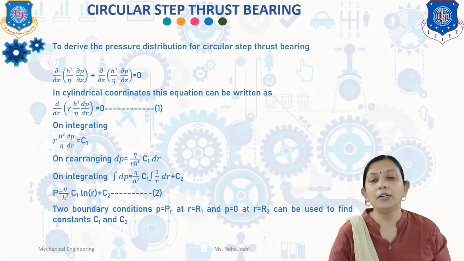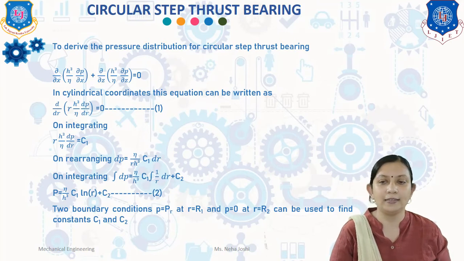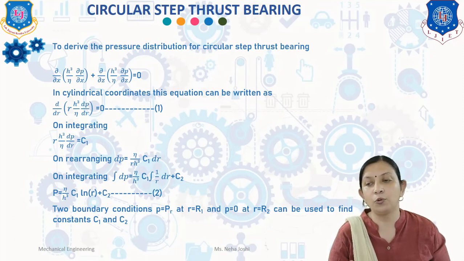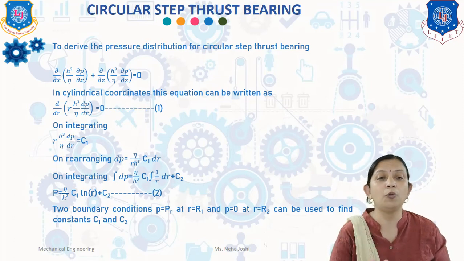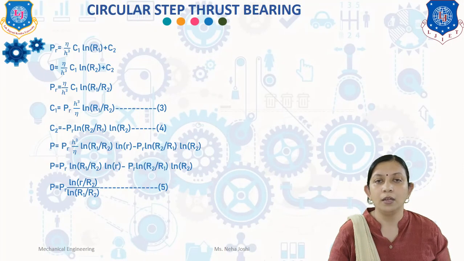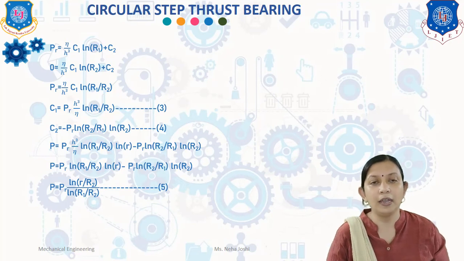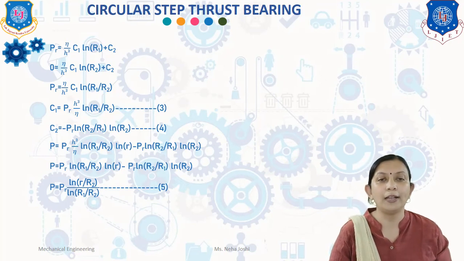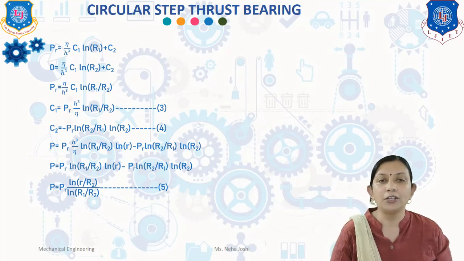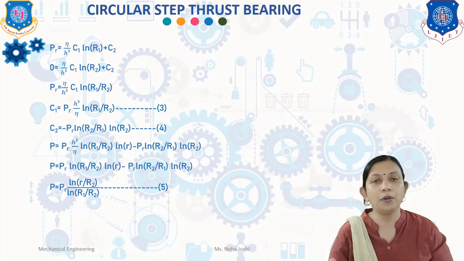Now the boundary conditions: p = PR at r = R1 and p = 0 at r = R2. We can use these to find the constants C1 and C2. So we get PR = (η/h³) C1 ln R1 + C2, and 0 = (η/h³) C1 ln R2 + C2.